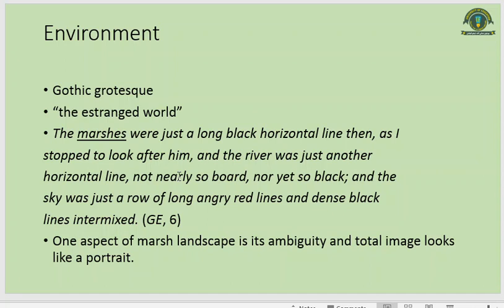So he has made a total image, like a portrait. From this marsh landscape you can see ambiguities. From this quotation you find a lot of ambiguity that can be a depiction of Pip's personality, that Pip is an ambiguous person. He is not very clear from his heart or from his soul.